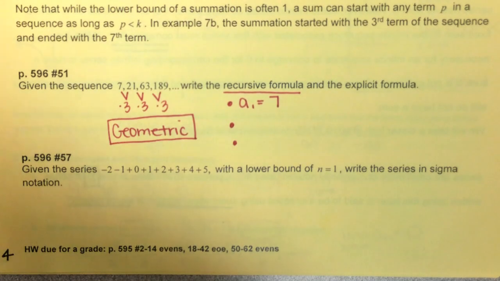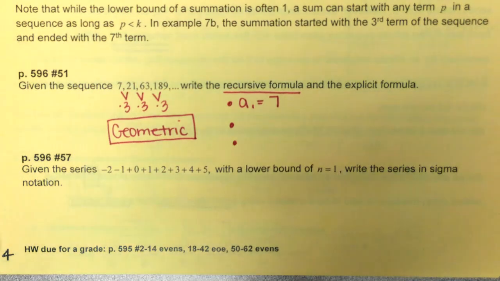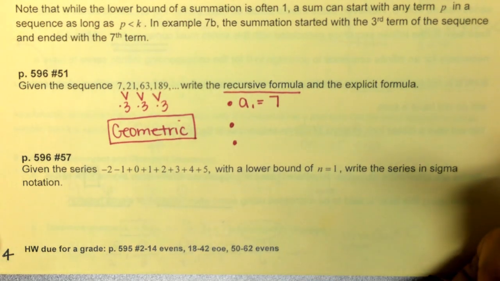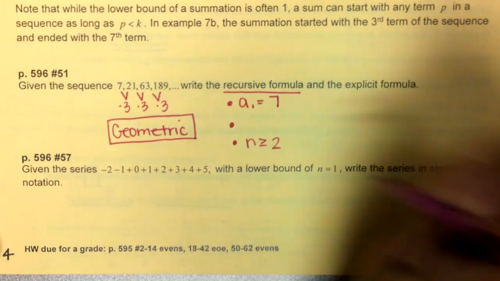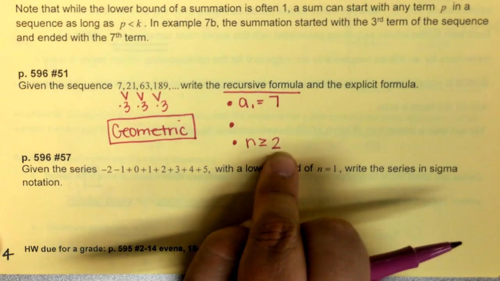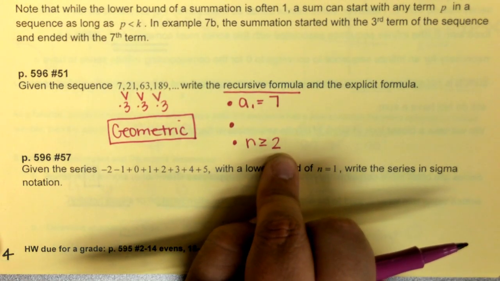What's another thing you need for a recursive formula? The domain. And what did I tell you the domain is going to almost always be? Greater than or equal to 2. I started at 1. The next number I want to find is 2.